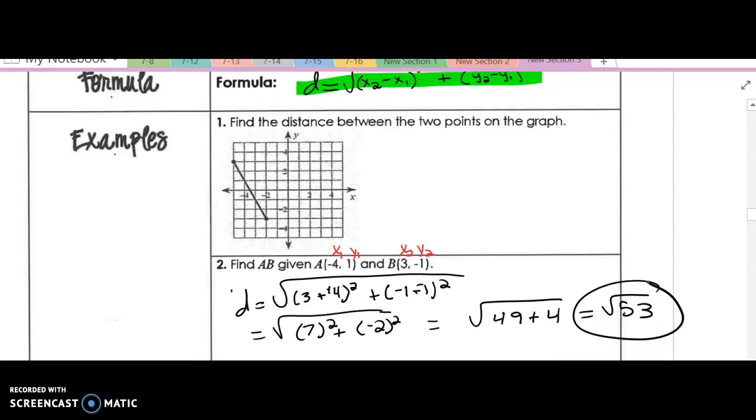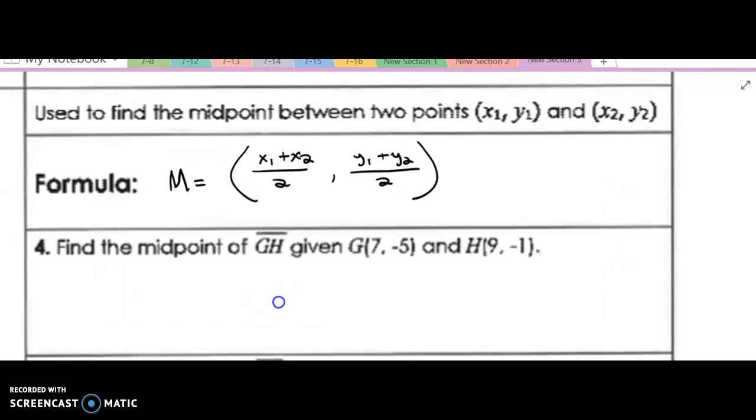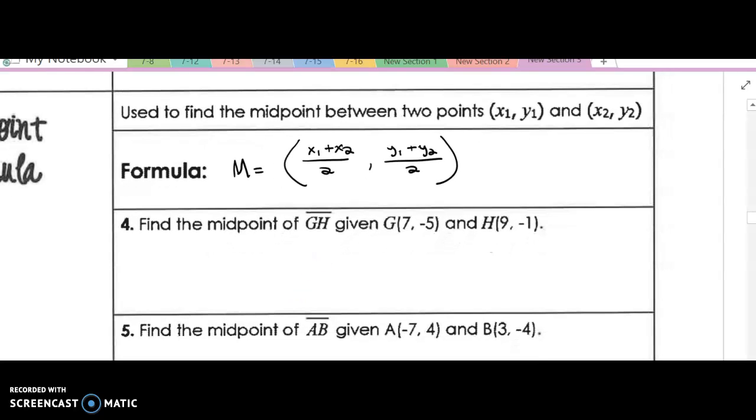So that's the distance formula. The next one is the midpoint formula. The biggest difference with this one is that this is an actual point. It's not a distance. We're trying to find a point on the graph here. We're going to start this the same exact way that we started our distance formula. We're going to start labeling our points.